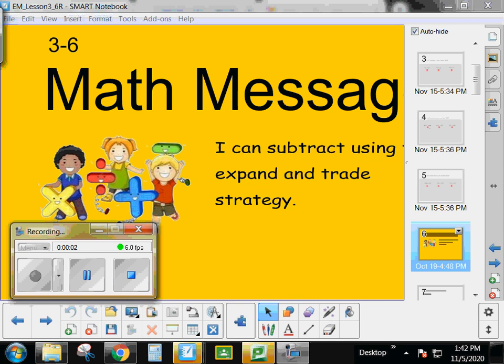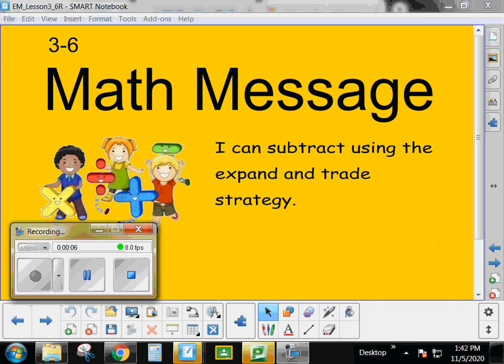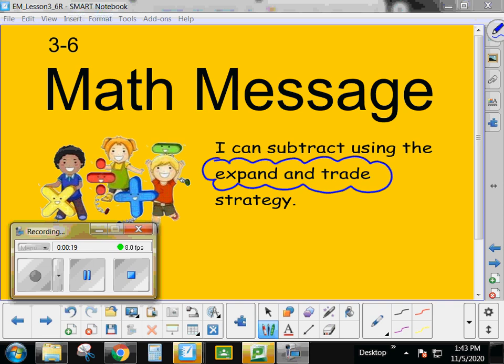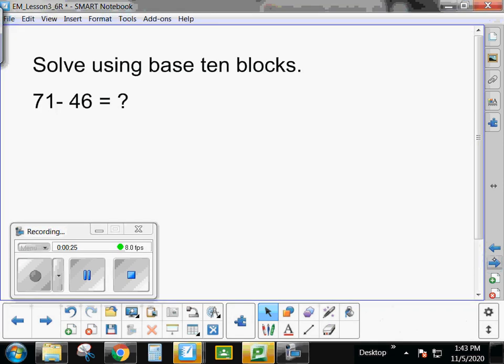All right, boys and girls, this is math message 3-6. And in this math message, we're going to be working on subtracting bigger numbers using the expand and trade strategy. So I want you to think about what expand and trade might mean. We'll look at that closely here in just a couple of minutes. All right, before we get started on that strategy, let's warm up.